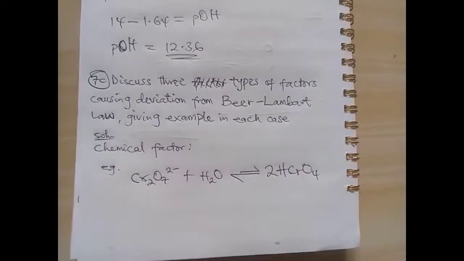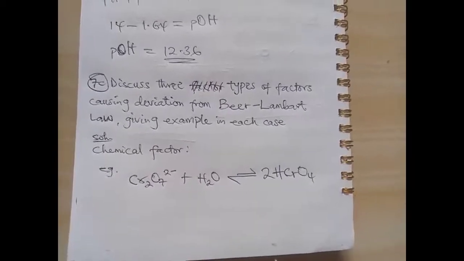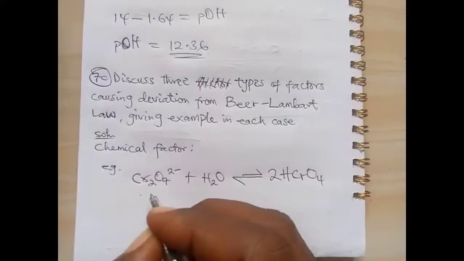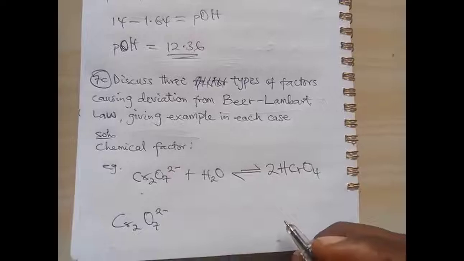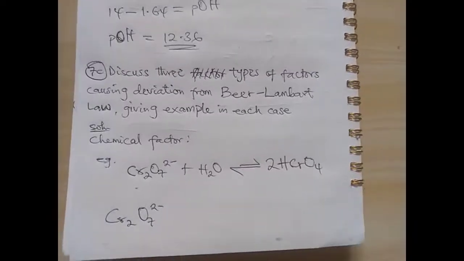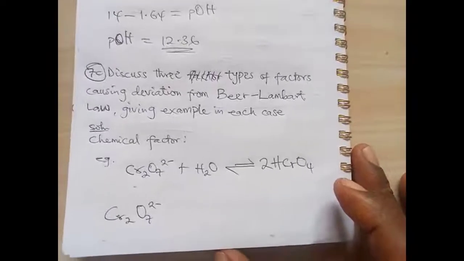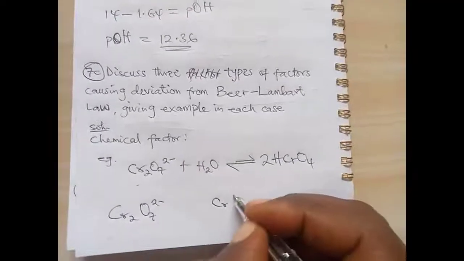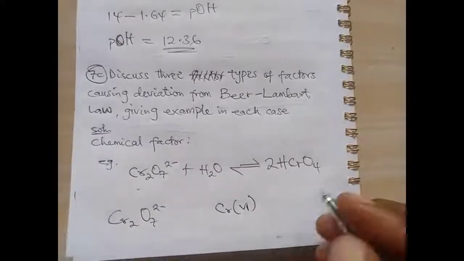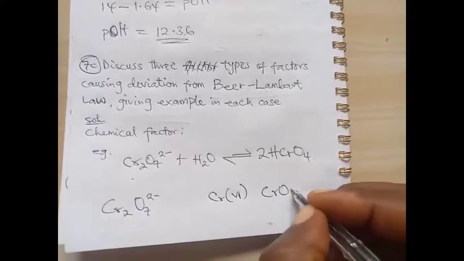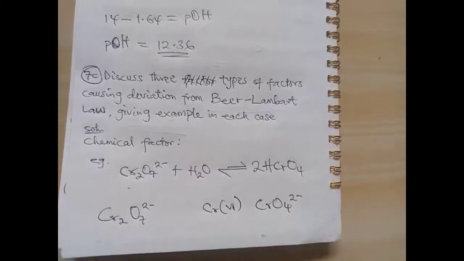In strongly acid solution, essentially all the chromium(VI) is in the form of Cr2O7 2- ion, and Beer's law holds. But in strongly alkaline solution, chromium(VI) is present as CrO4 2-, and Beer's law is also obeyed. Another factor is the instrumental factor.